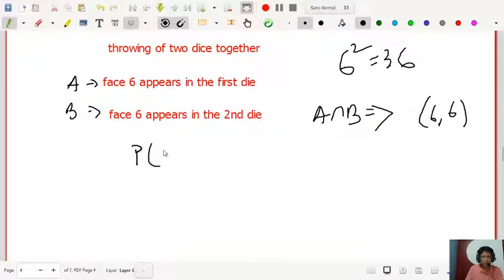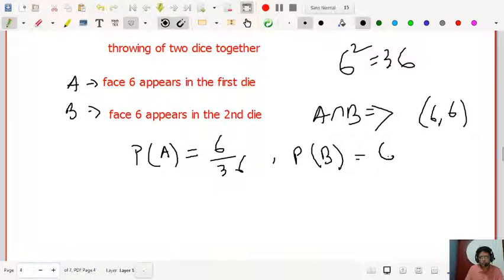Calculate. What is your probability of A? That is 6/36, right? And what is your probability of B? 6 appears in the second die, so that will also be 6/36. So 1/6 and 1/6.